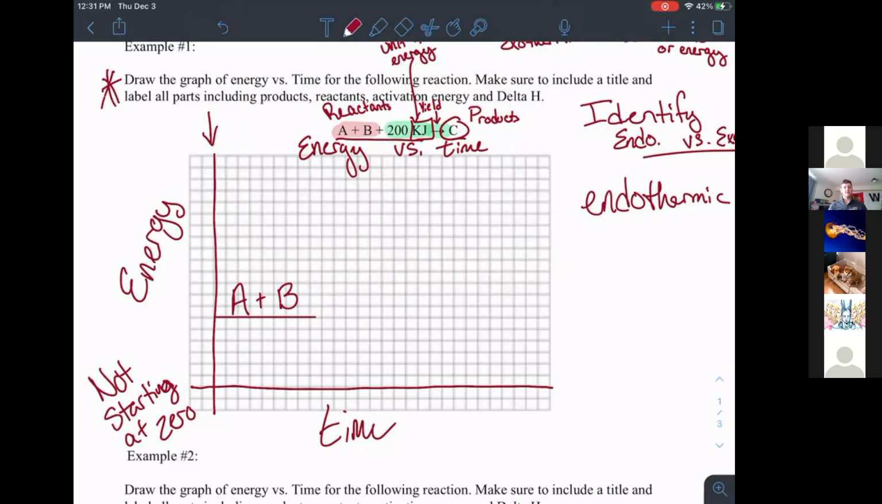If there was a 2 in front of one of them, we'd put the 2. Anything on that left side of our yield sign that's not an energy value goes on this reactants line. Our product is up here. So our product is somewhere up here. And we're going to put our product on this line. So we're going to put C on that line.